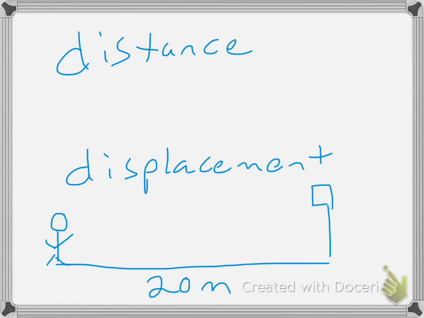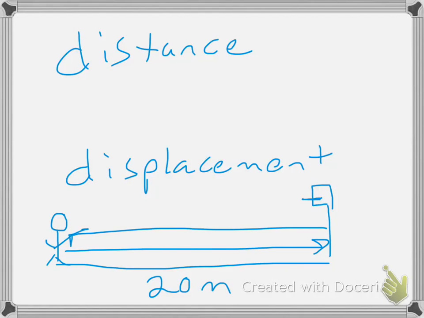So let's say that this person is running down this basketball court here, okay? And let's say they run all the way down, and then they come all the way back, right to where they started. So their distance would be 40 meters, because they went all the way down 20 meters, all the way back 20 meters. Their displacement would then be 0, because they're right back where they started.